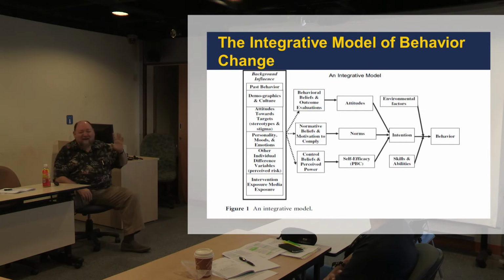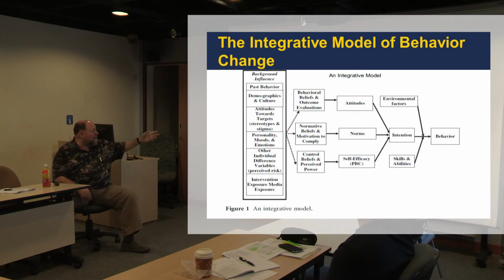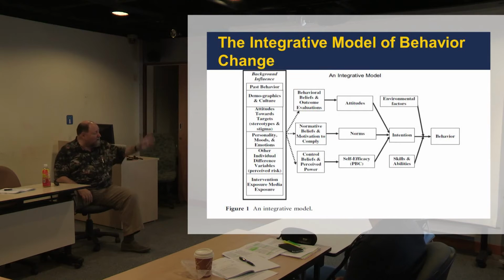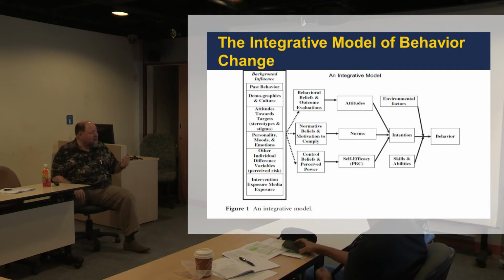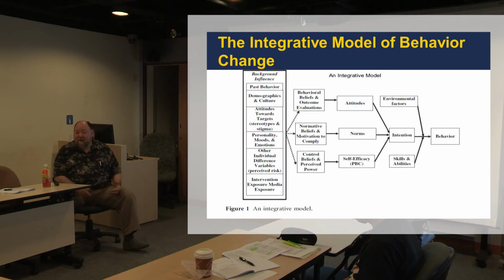So they said, okay, wait a second, it's not only intention, it's not only attitude, it's all these background influences. Now we've got to look at past behavior, demographics and culture, attitudes, stereotypes, personality, moods, emotions, individual differences, intervention exposure, and all these factors are the influential ones. Based on this, you can start influencing beliefs and outcomes, normative beliefs and control beliefs, which change attitudes, norms, and self-efficacy. Eventually, this changes their intention, and then you have to have environmental factors that will encourage and build skills and abilities, and then it leads to change in behavior. But it's a long, honking process to do that.